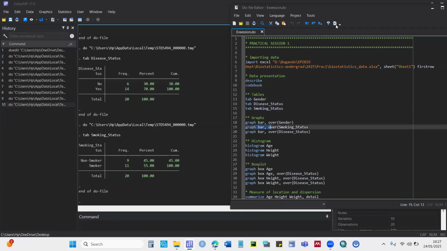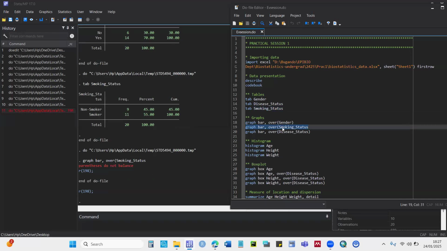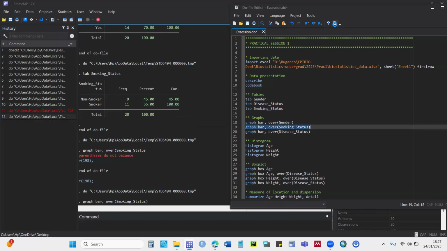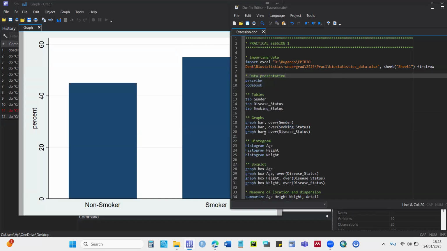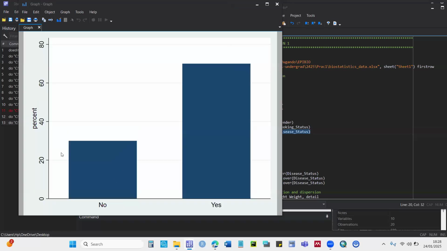And here is the corresponding chart. For non-smokers, we have 45%, and smokers were 55%. Then for disease status, 30% were not diseased and 70% were diseased.